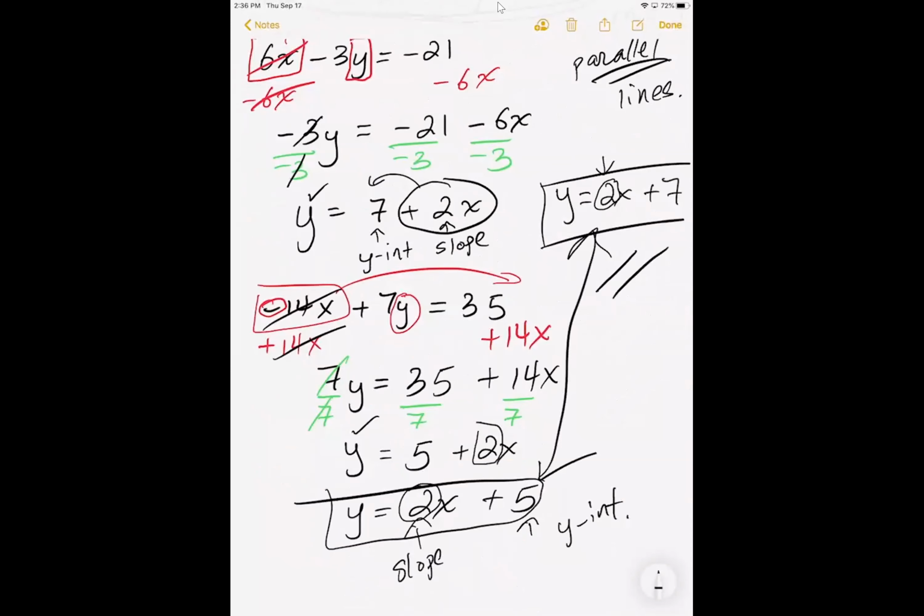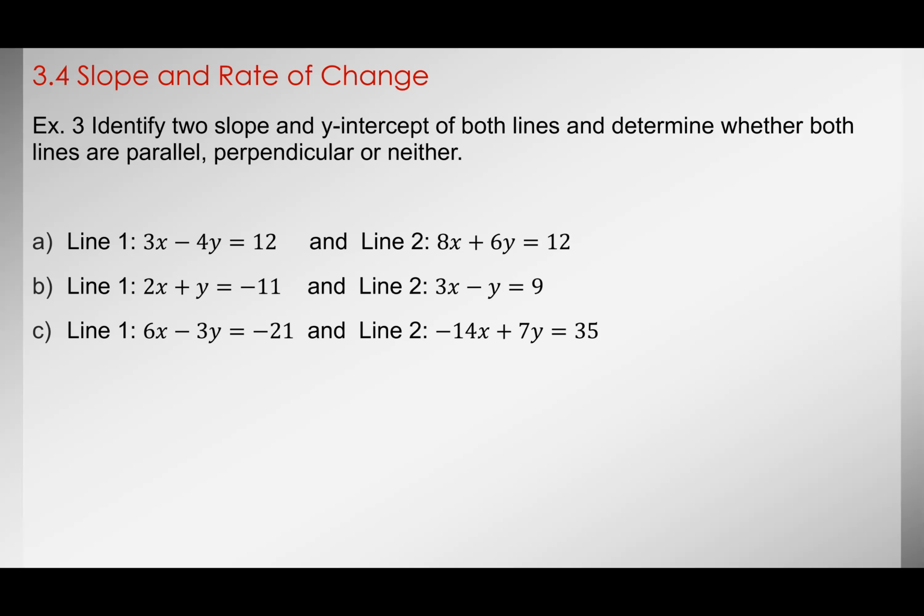Any question with this item? Any question with parallel lines, perpendicular lines, or neither? And again, hopefully with this, you have a better understanding of slope-intercept form, right? So again, go back to this slide. A, we have perpendicular lines. B, we have neither. And C is parallel lines, okay? So any question with this example 3?